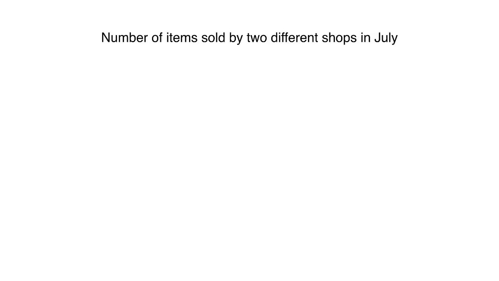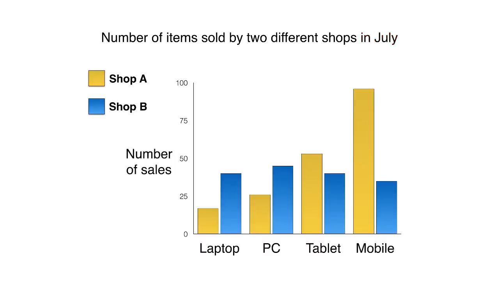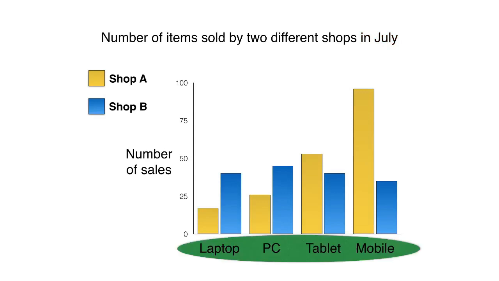Number of items sold by two different shops in July. This is almost the same, but only in July. Here's the bar chart, Shop A and Shop B again, but the important thing is that at the bottom of the chart we have laptop, PC, tablet and mobile. 4 items instead of 4 months. So there is no change over the months because we don't have any, we only have July.